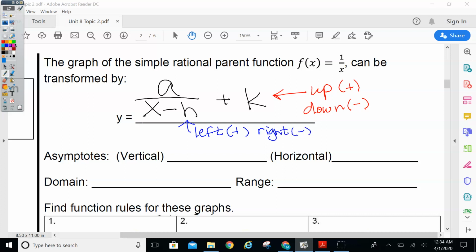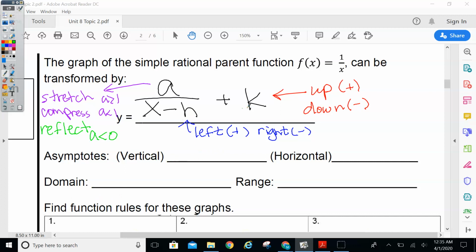And then a can do 3 things. A can stretch the graph if it's greater than 1. It can compress the graph if it's less than 1. And it can reflect it if it's negative. So I'm just going to say reflect. Technically it reflects over the x-axis, but in this case reflecting over the x is the same thing as reflecting over the y. So it reflects over the x-axis if a is less than 0. So that means it's negative.